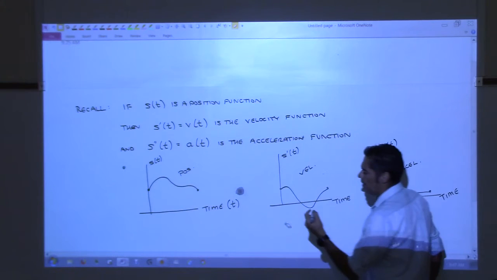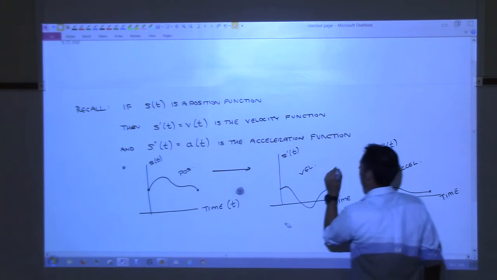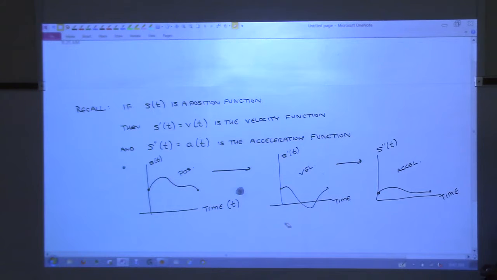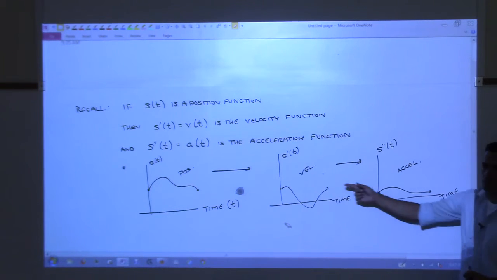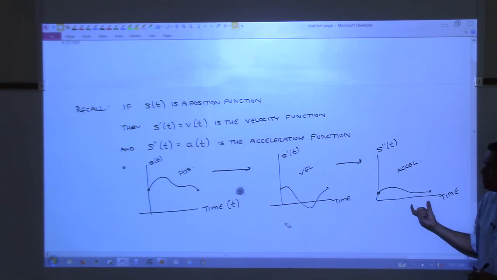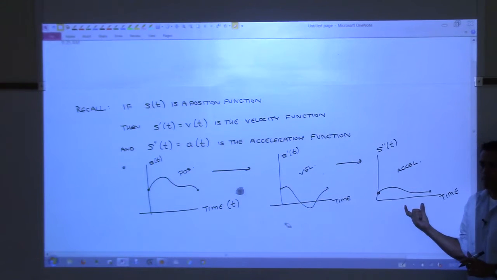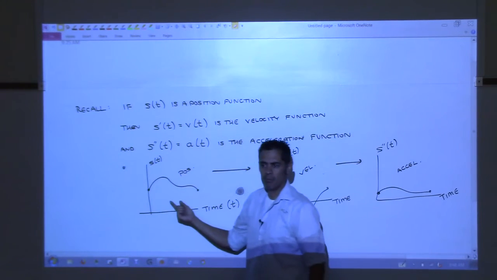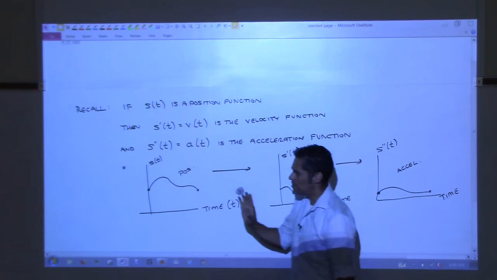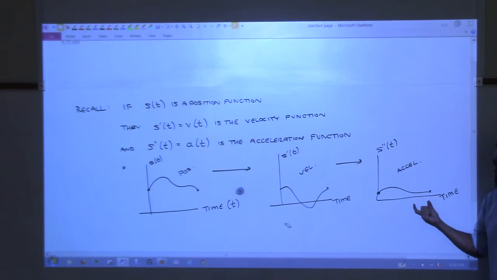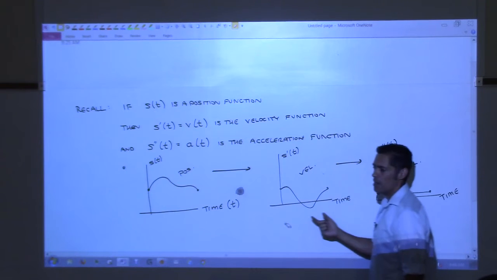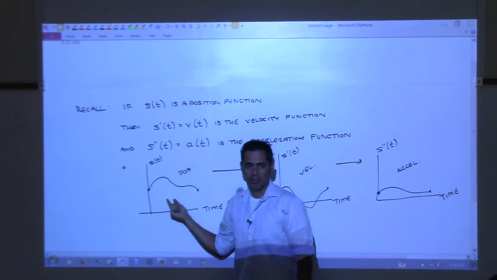So to go this way, we're differentiating, right? What we're about to do is start here and go backwards. So we're going to start with an acceleration function, and I'm going to ask you the question of where the object is at every point in time. Listen to what I just said. I'm going to give you the acceleration of an object at every point in time, and from that, you are going to tell me where the object is at every point in time.